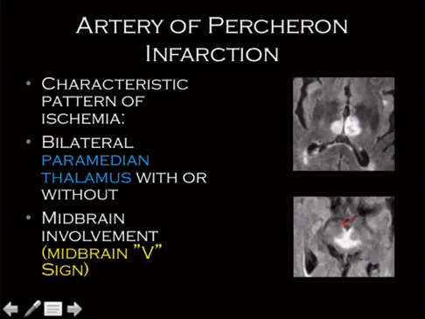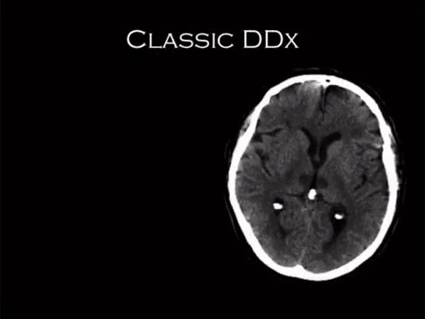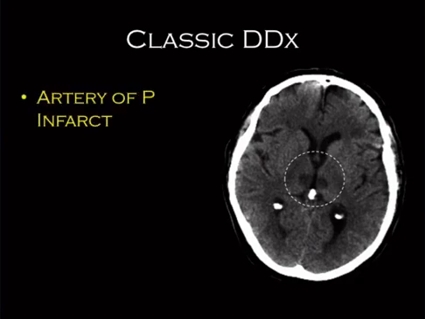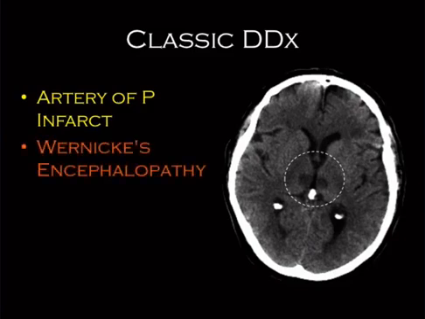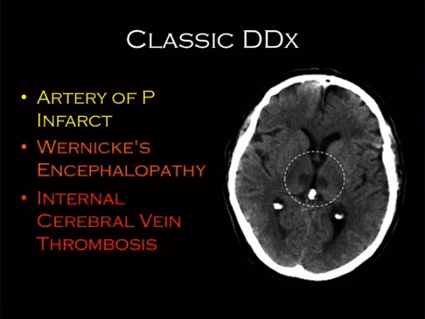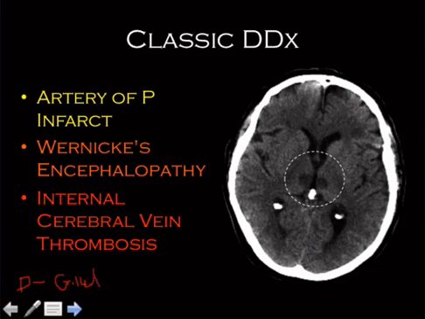That's a classic look. So there's actually a differential for hypodense lesions in the thalami, bilateral. There's three things. Artery of Percheron is the one we mentioned, but you can also have this in Wernicke's or internal cerebral vein thrombosis. So this would make a good, which of the following is not on the differential? So you could have letter D, which could be grilled cheese sandwich or whatever, anything, doesn't matter.